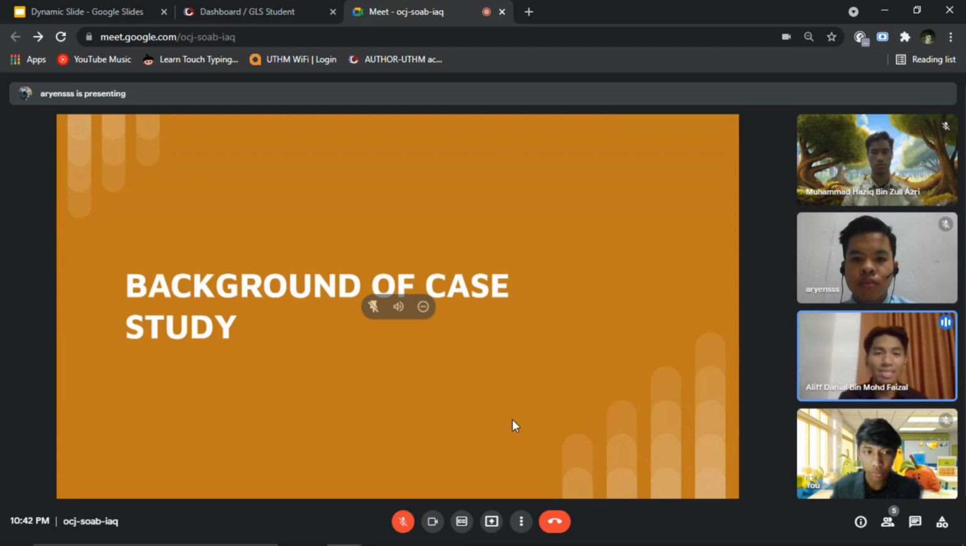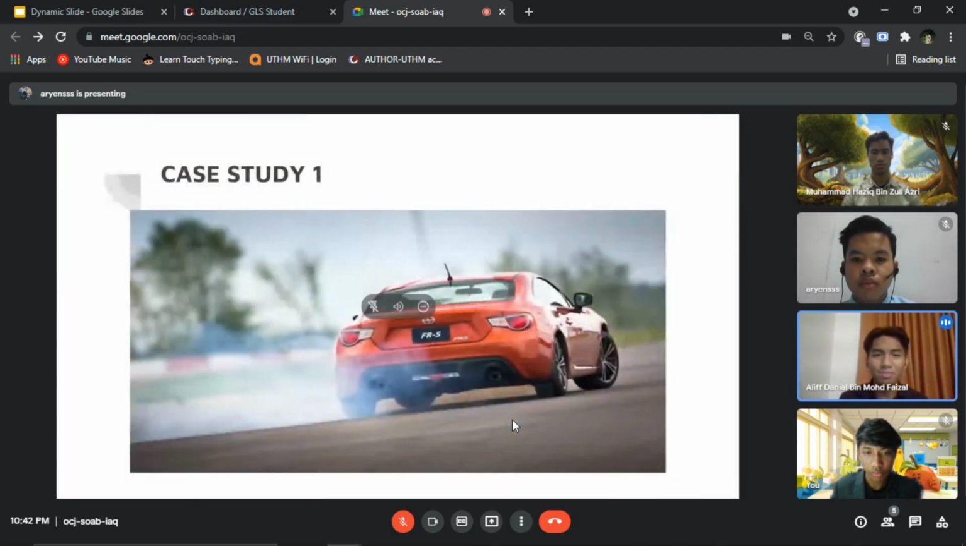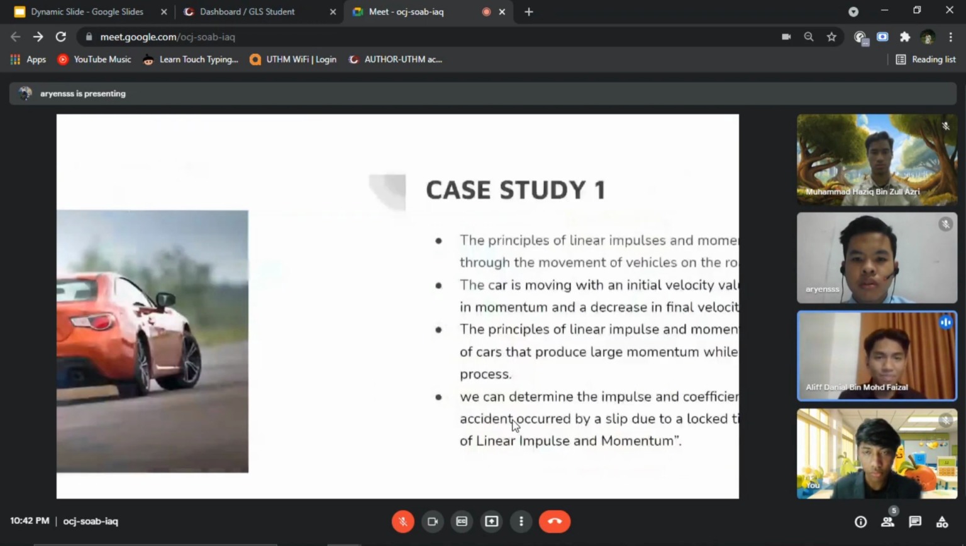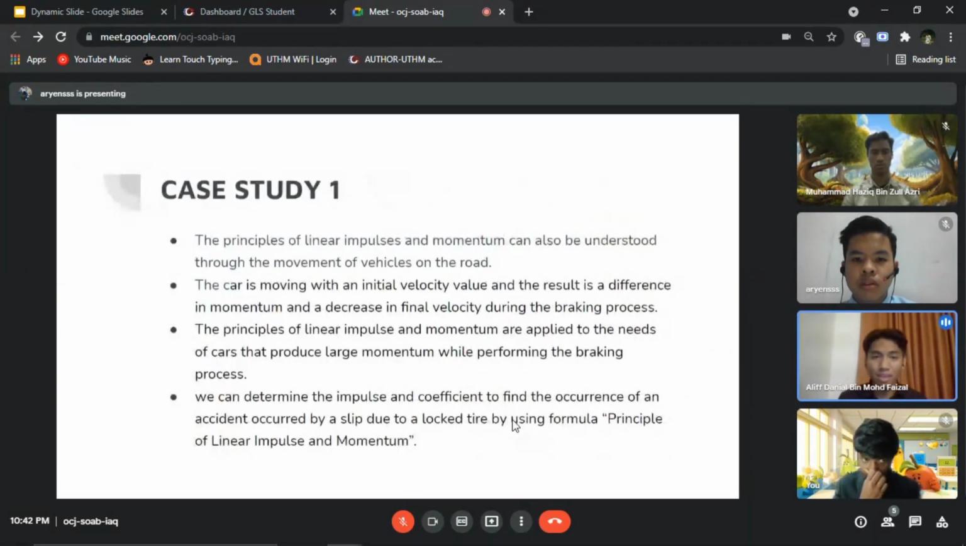Next, I would like to present case study one, which is related to the principles of impulse and momentum. As we can see from the picture, the principles of linear impulse and momentum can also be understood through the movement of vehicles on the road. It can be observed that there is a car moving with an initial velocity, and the result is a difference in momentum and a decrease in final velocity during the braking process.